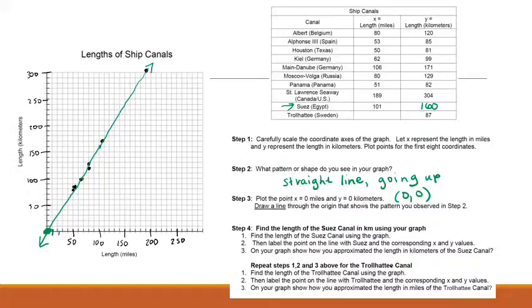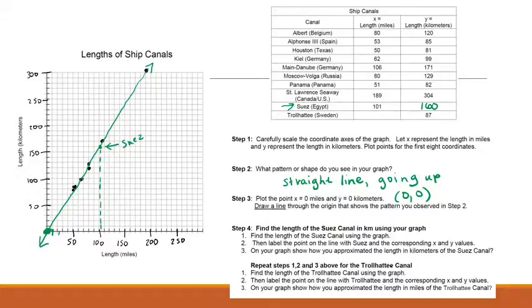And to show a point on here, I'm going to label that as well, so I know that that's the Suez Canal. And again, I can show how I approximated that by maybe having some little lines here, something showing how I found a length in miles of 101, and I looked for where that intersected with my graph.